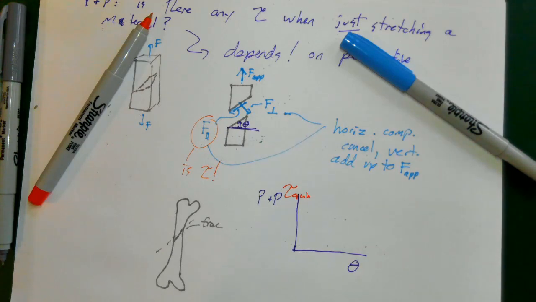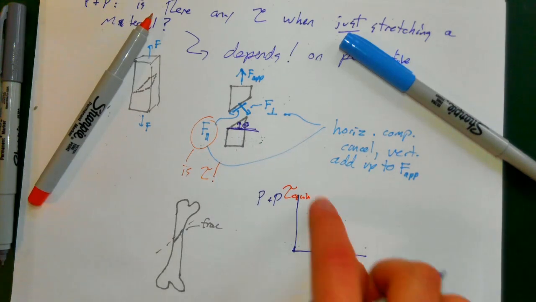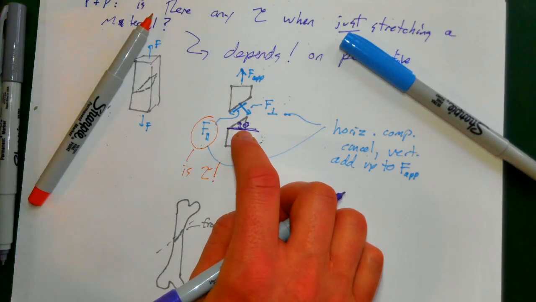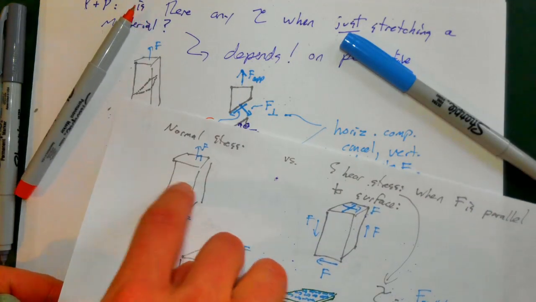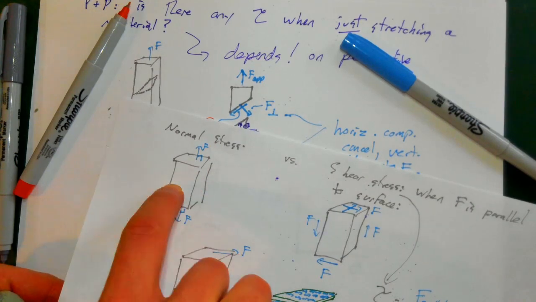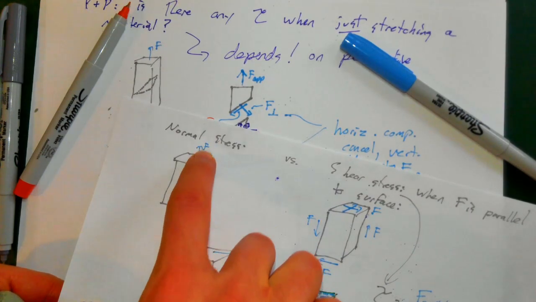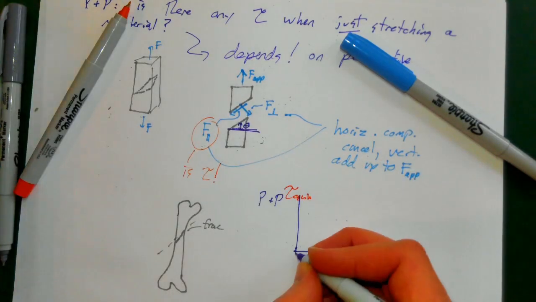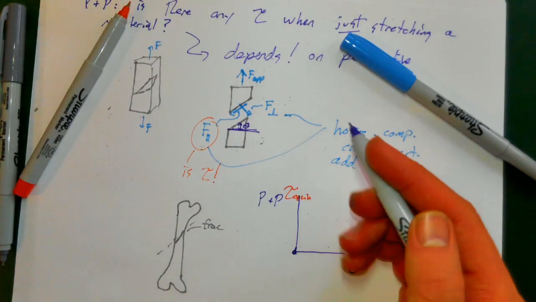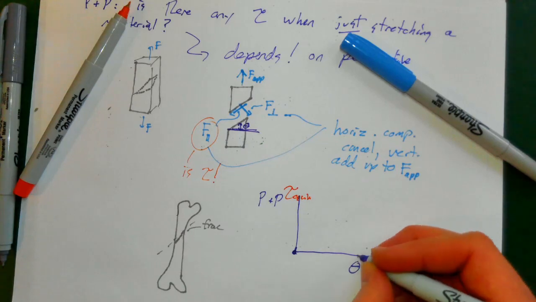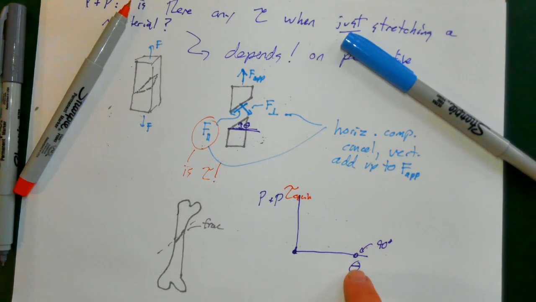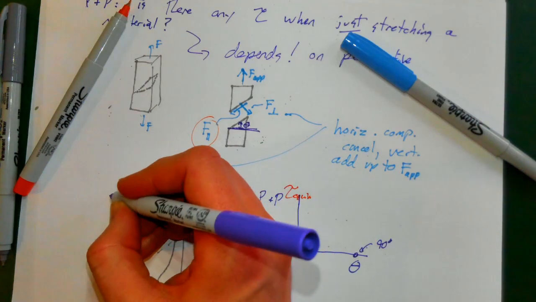Well, it might be a little hard to predict, but if theta equals 0, we get the original normal stress, right? There should be no shear stress if we're imagining this perfectly horizontal thing. So it's 0. If theta approaches 90 degrees, we actually get 0 shear stress as well. And what's the rationale there?